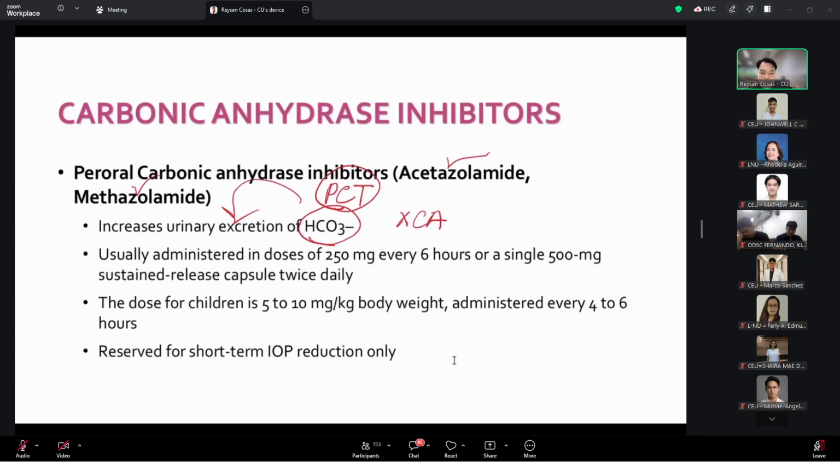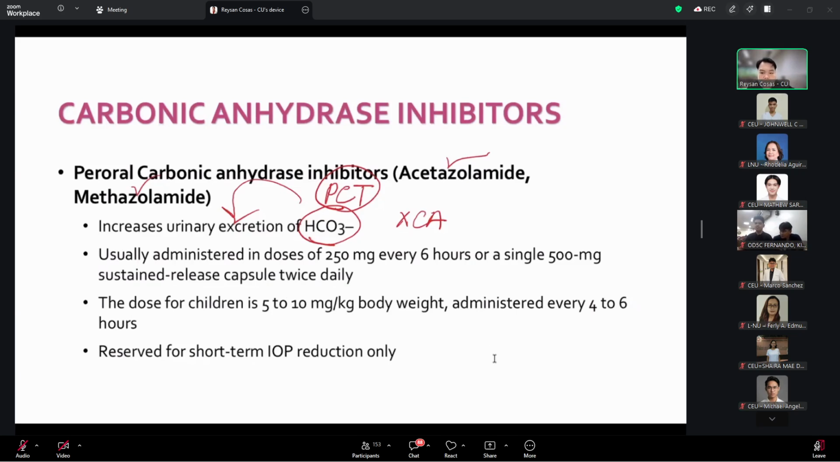I have a question. What does acetazolamide or methazolamide do in the urine? Does the urine become acidic or basic? Can you help me in the chat box, please? Basic. Because bicarbonate, correct, is basic. So it makes the urine basic. Correct. How about in glaucoma?